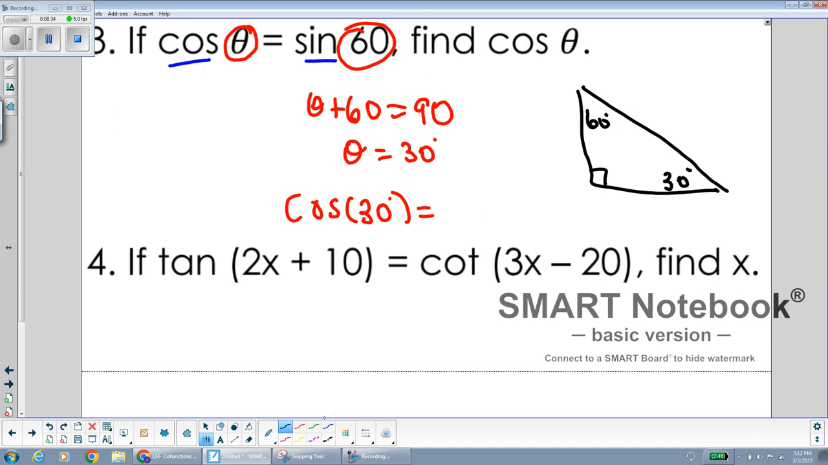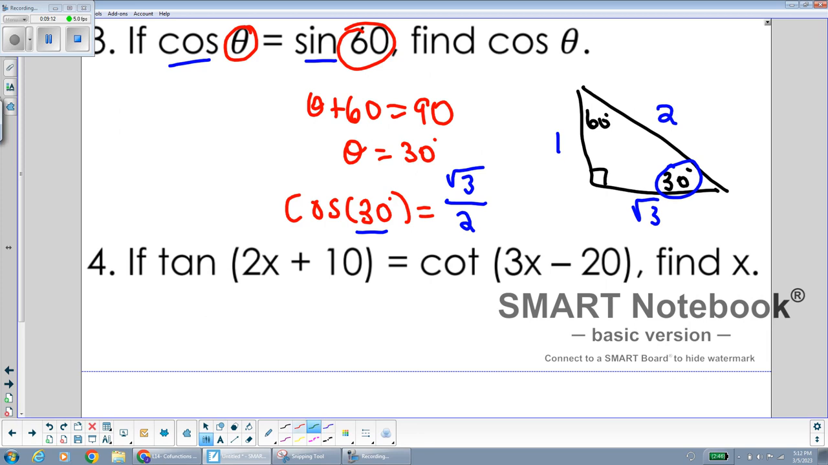And remember that 30, 60, 90 triangles have sides that are in the ratio 1 to radical 3 to 2. So focusing on my 30-degree angle, cosine would be adjacent, which is radical 3, over hypotenuse, which is 2. And that would be my exact value of cosine of 30 degrees rather than getting that really long decimal that goes on forever that I have to round, which wouldn't be an exact value.